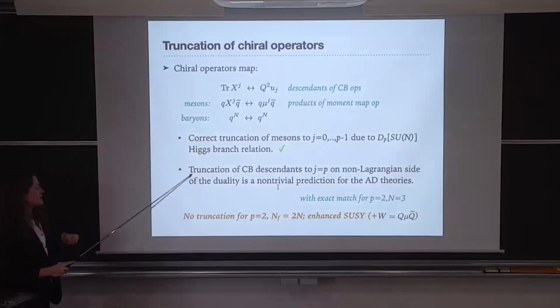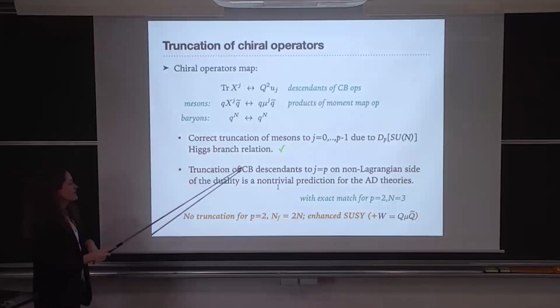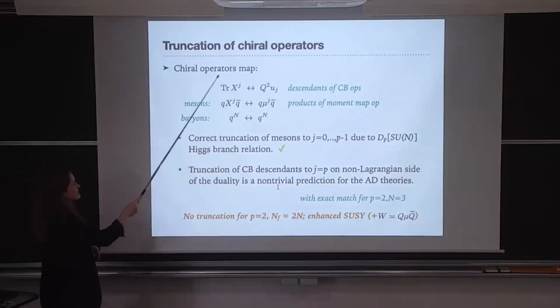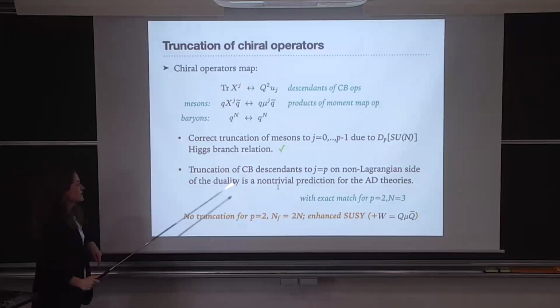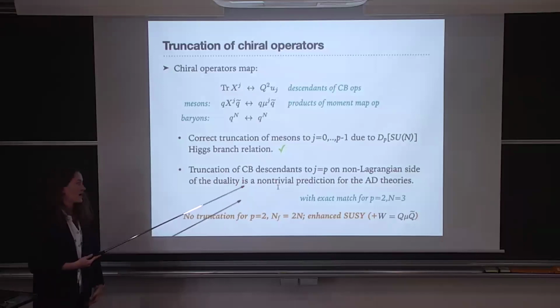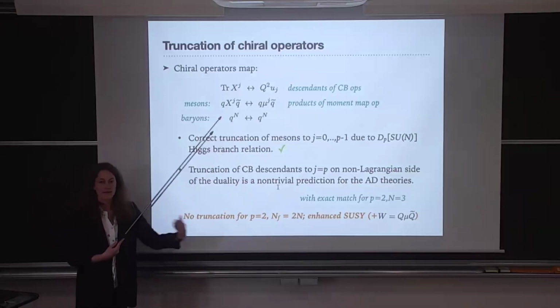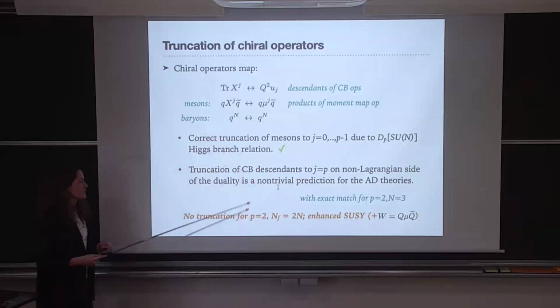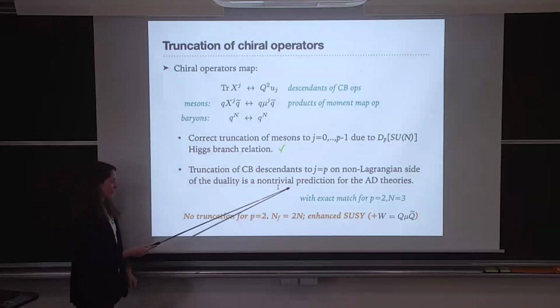Now, one comment is that the Coulomb branch descendants should also truncate. We know in adjoint SQCD these do truncate to some maximal power P, and that we don't see immediately on the Argyres-Douglas side. So if you believe this duality, this is a non-trivial prediction for a truncation of the chiral operators of this N equals 1 deformed theory. So we can't verify it explicitly.